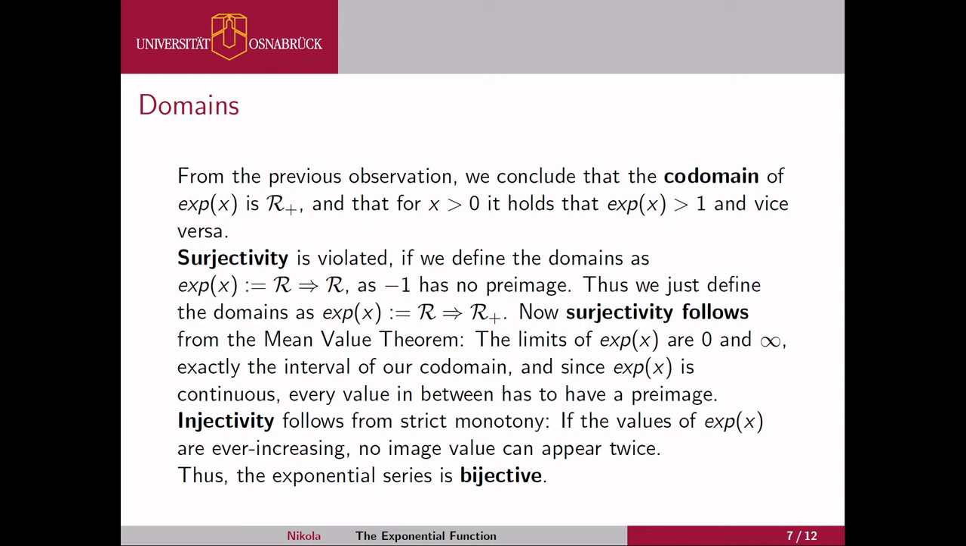And injectivity is even easier to show. It follows directly from strict monotony. Injectivity just means that no value in the codomain has more than one pre-image. And if we have strict monotony, this means that the values of the exponential series are ever increasing. And since we're never going back, no image value can appear twice. And so since surjectivity and injectivity are given, we also can memorize that the exponential series is bijective.